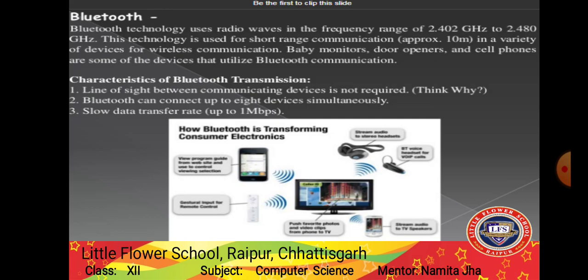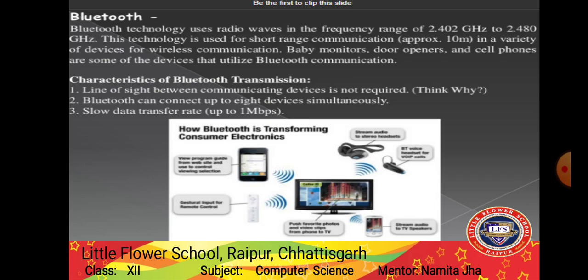Bluetooth. Bluetooth technology uses radio waves in the frequency range of 2.402 GHz to 2.480 GHz. This technology is used for short range communication, approximately 10 meters, in a variety of devices for wireless communication. Baby monitors, door openers, and cell phones are some of the devices that utilize Bluetooth communication.